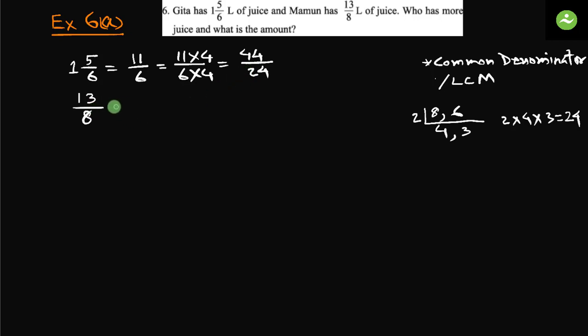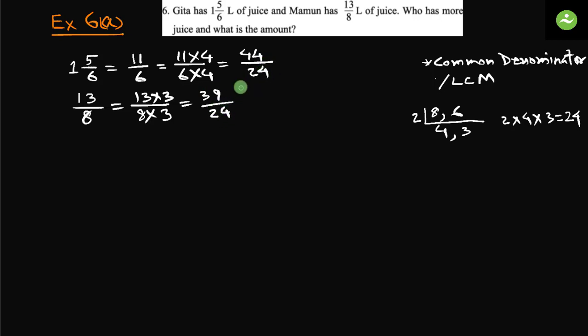Now 13/8 equals, we have to change the denominator to 24. We have to multiply by 3. So 13 into 3 equals 39/24. Now can we say which is bigger?